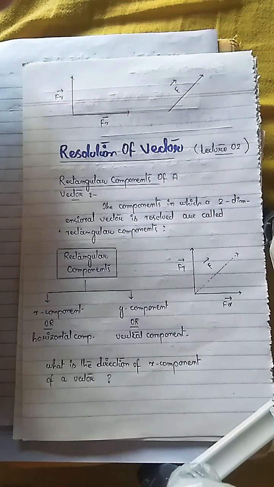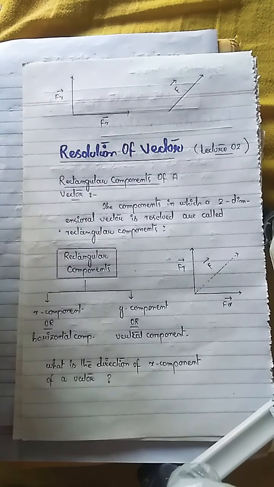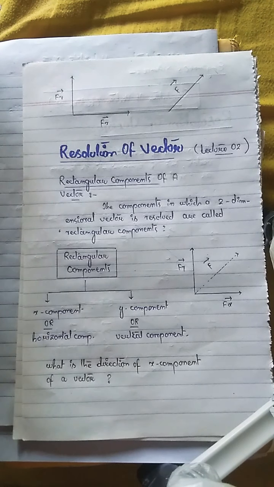In this lecture we are going to discuss what the rectangular components of a vector are. In lecture number 1 we discussed the resolution of a vector, its definition, and we saw how a vector can be resolved into its components.